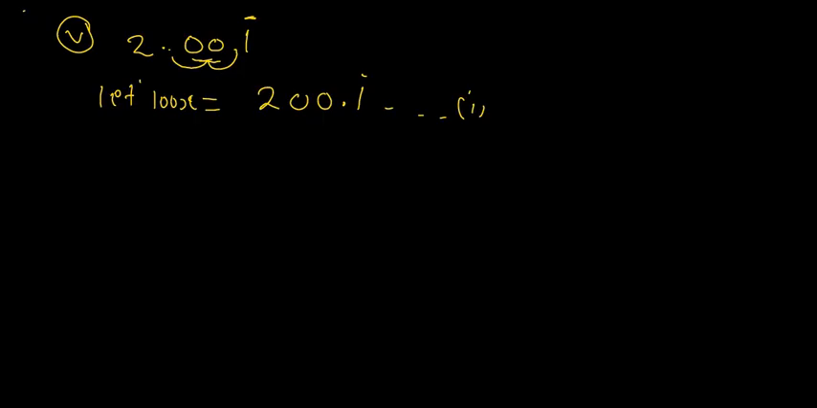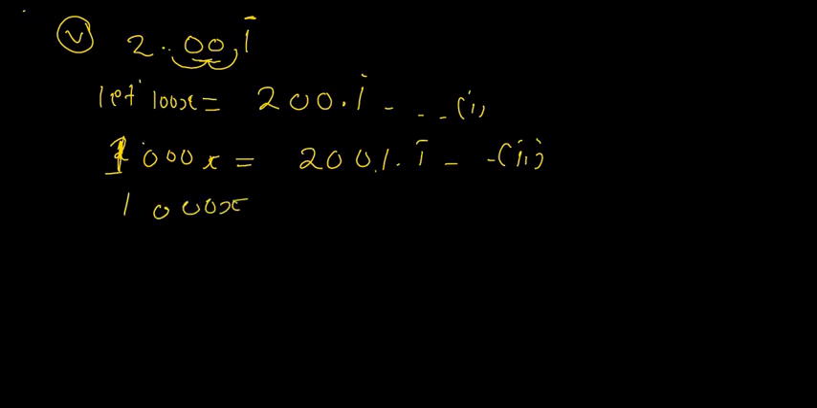Then for equation 2, we are going to count again 1, 2, 3. So 1000x should be equal to 2001.1. This will be our equation 2. Then from there we subtract this equation from that equation. So we subtract 1000x minus 100x, which is equal to 2001.1 minus 200.1.